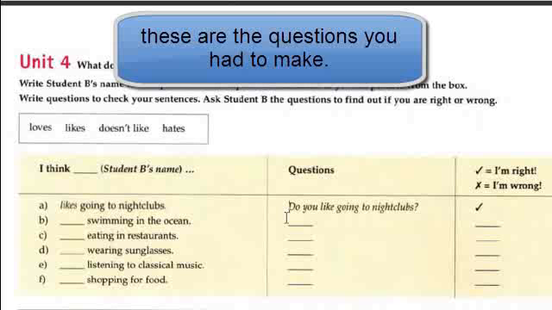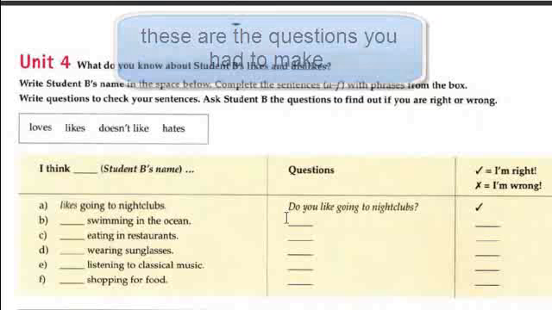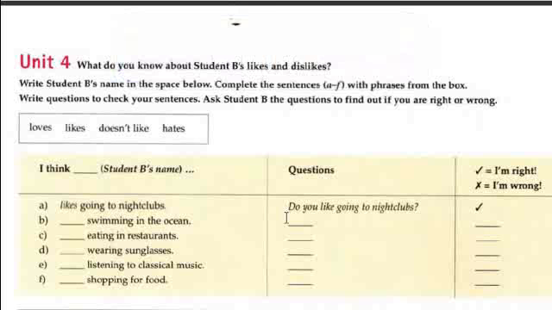Letter B. Do you like swimming in the ocean? Okay. Letter C. Eating in restaurants. Do you like eating in restaurants? Letter D. Wearing sunglasses. Do you like wearing sunglasses?